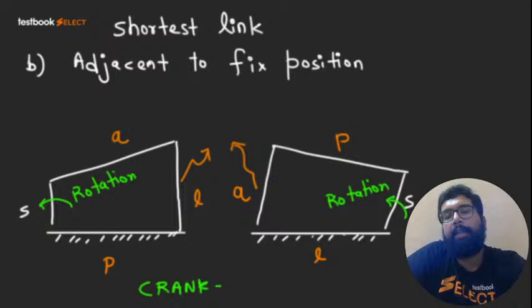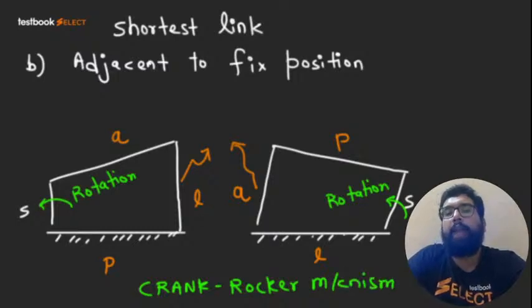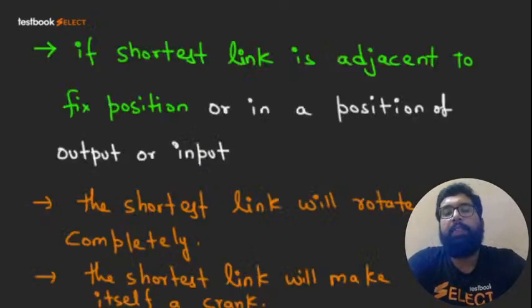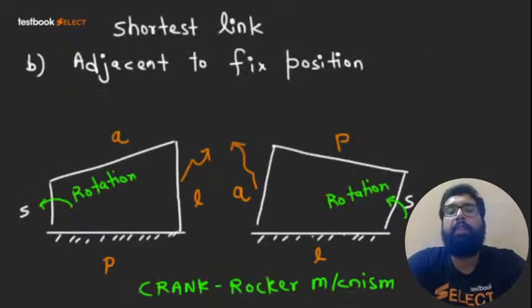Now please understand this. I never said that whenever the shortest link is in the adjacent position, we always get a crank rocker mechanism. Please mark my words. If the shortest link is adjacent to the fixed position or is in the position of input and output, it will make itself a crank. If on the opposite side the link is not shortest, it will become a rocker. So if the shortest link is adjacent to the fixed position, it will make itself rotate, or you can say it will make itself a crank.